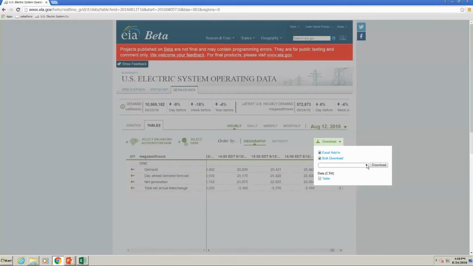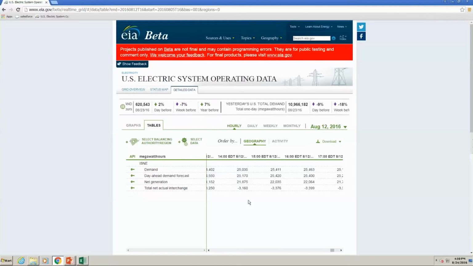If you want to download some database files instead, you can use this drop-down menu to select a file, and these files are sort of 6-month chunks of data from the database that you can download. So you select that and hit the download button.